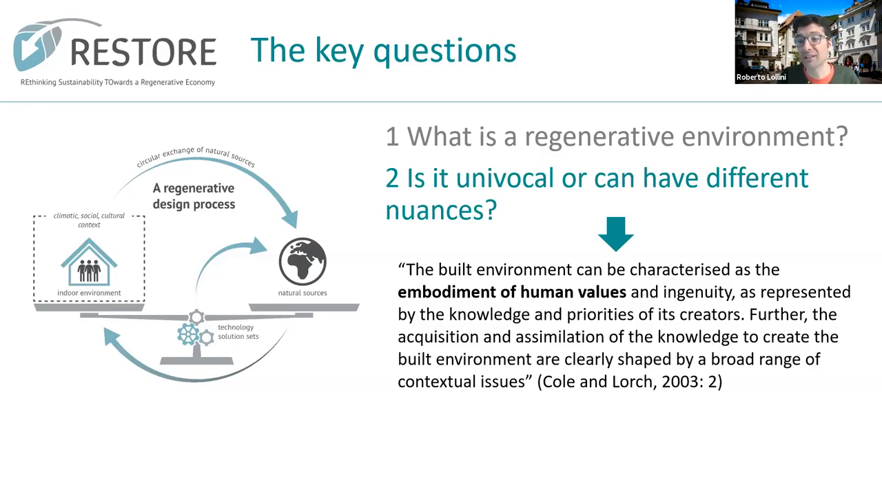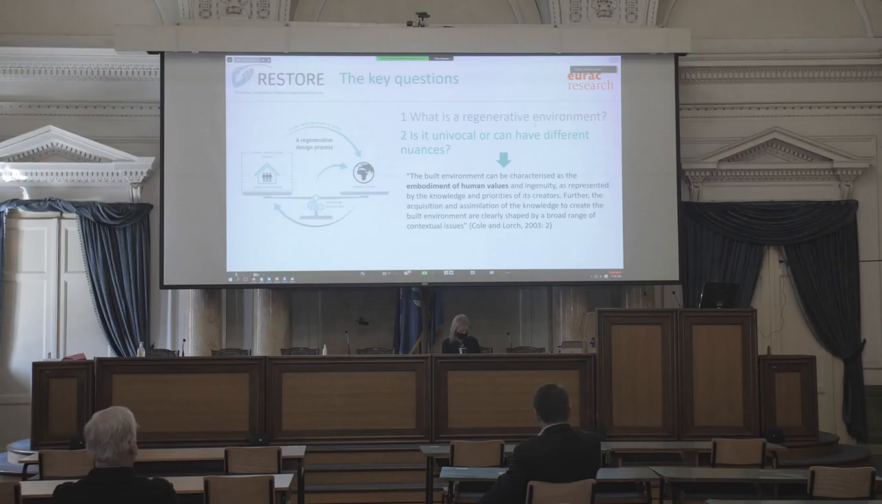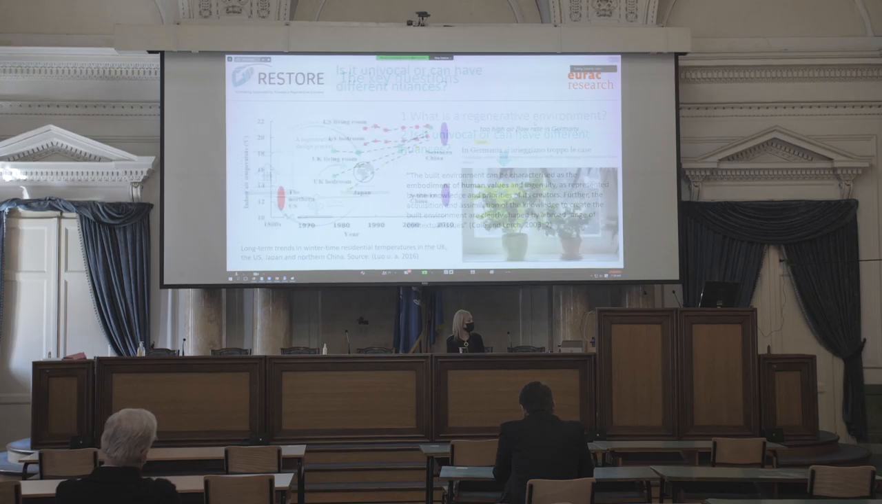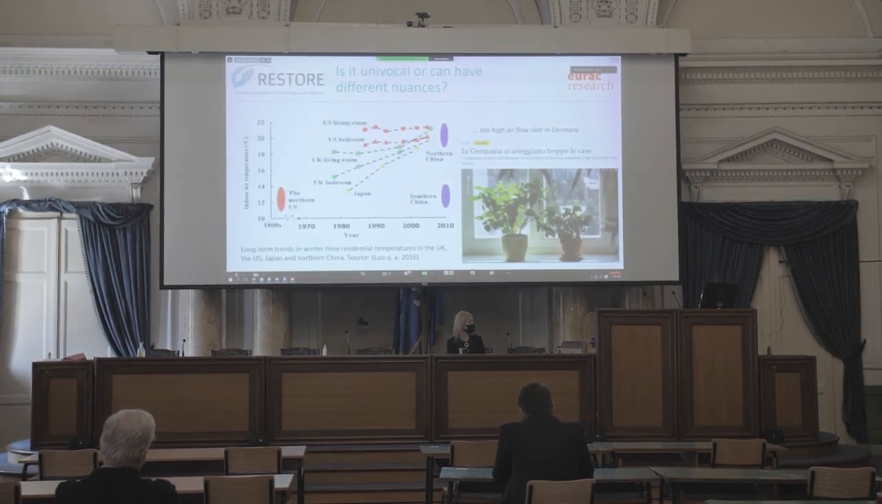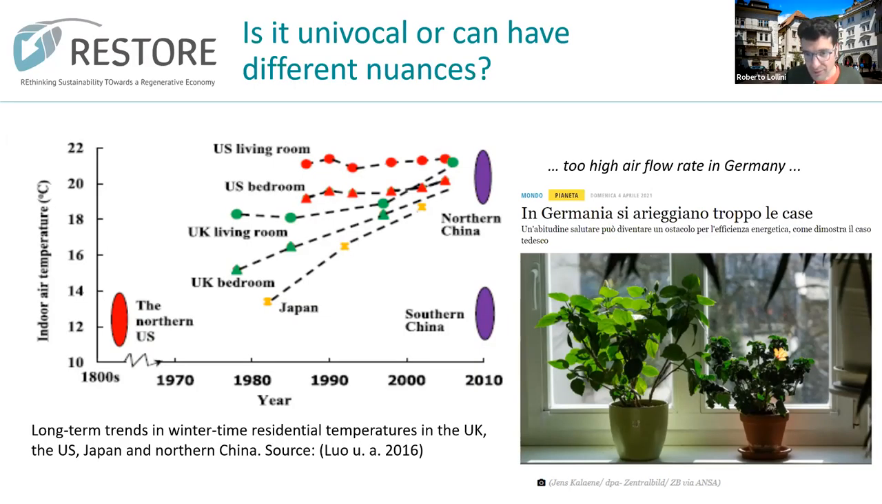The built environment can be characterized as the embodiment of human values and ingenuity as represented by the knowledge and priorities of its creators. So it depends on the designers from one side. The designer decides what is a good built environment because of the background of the designer. And then the occupants have their perception of what is happening inside the building, and so they can evaluate a specific condition, a specific combination of parameters, as satisfactory or not. This makes the situation very dynamic and the conditions in different contexts quite different. And of course, it also depends on the overall condition, so it can have a long-term dynamics as well as a short-term dynamics.